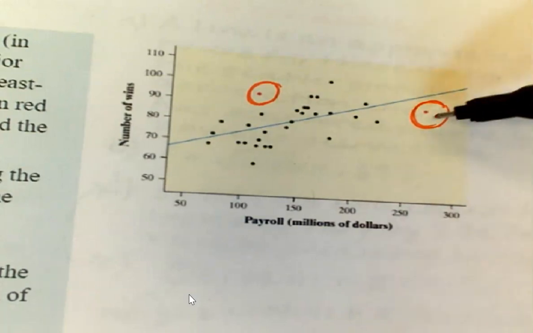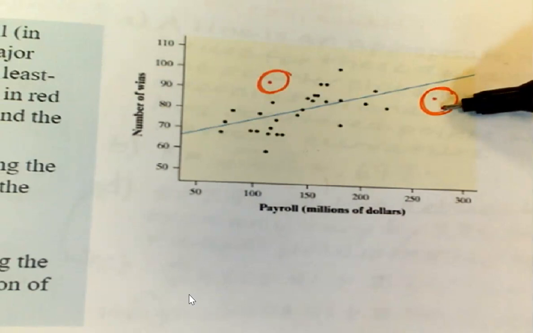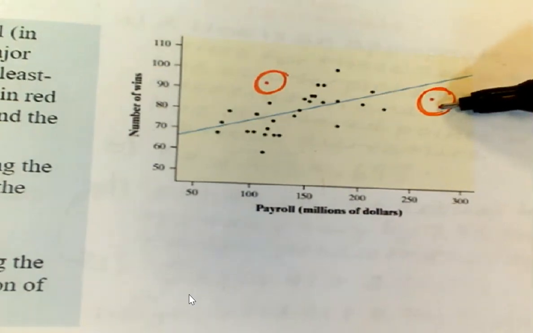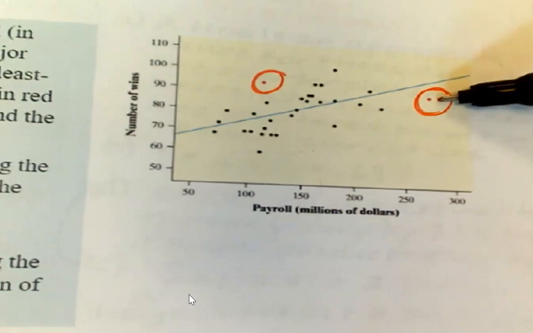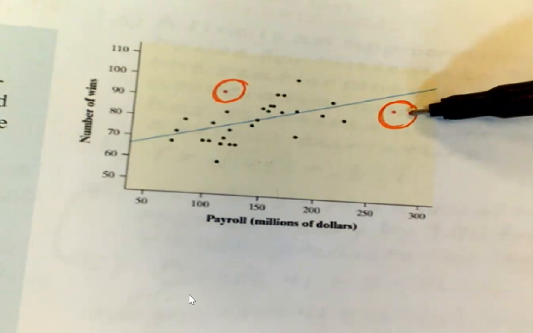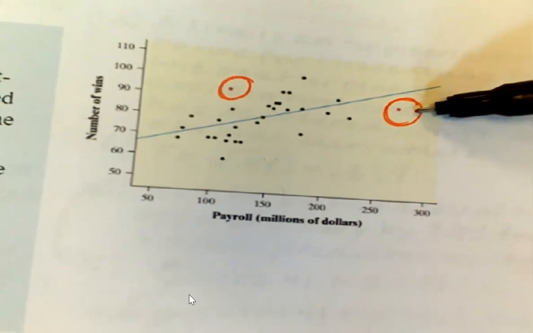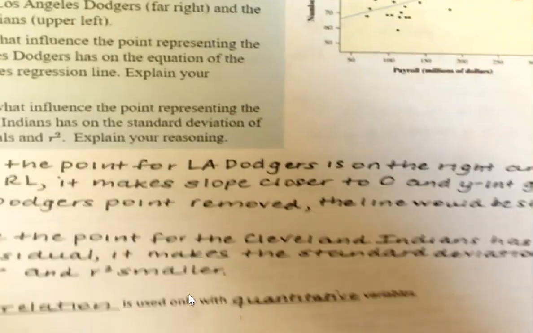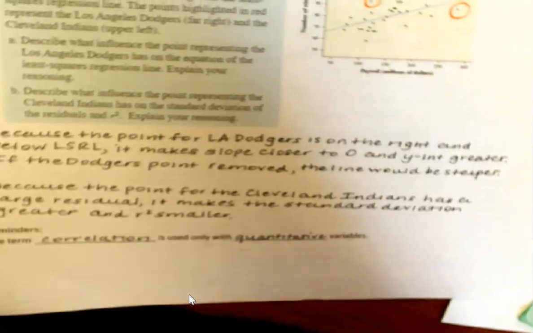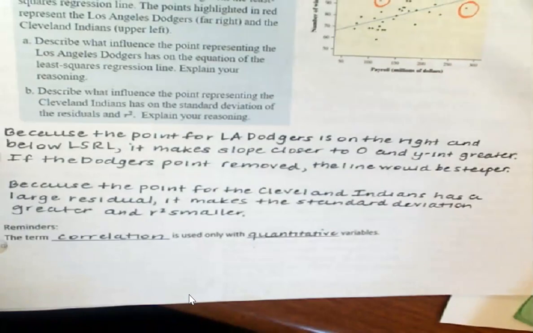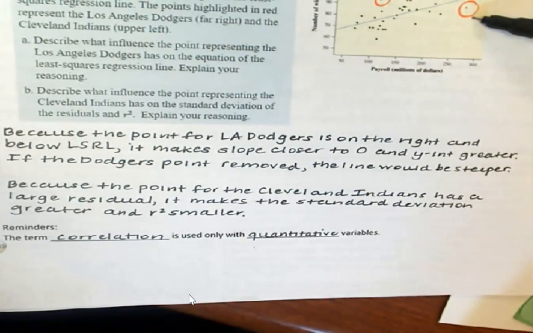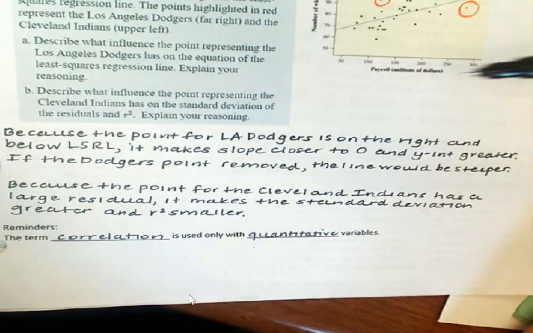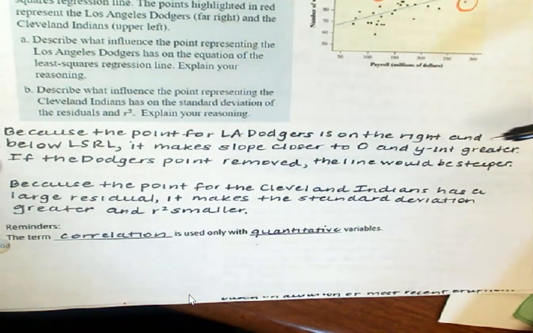Okay, so talk to me about this. Number one, do you agree that this X value is much larger than most? What would happen if we took this point out? Think about the line. If this point goes out, what would happen? Because the point for the LA Dodgers is on the right and below the least squares regression line, it makes the slope closer to 0 and the y-intercept greater, because it's kind of pulling it down. If the Dodgers point was removed, the line would be steeper.